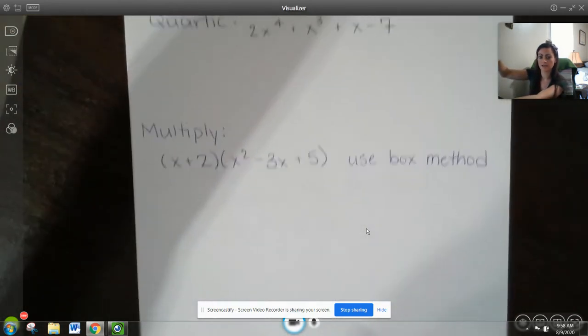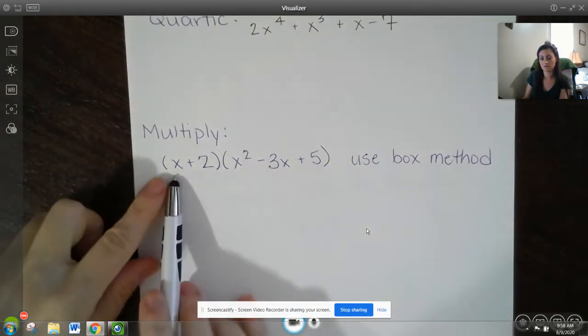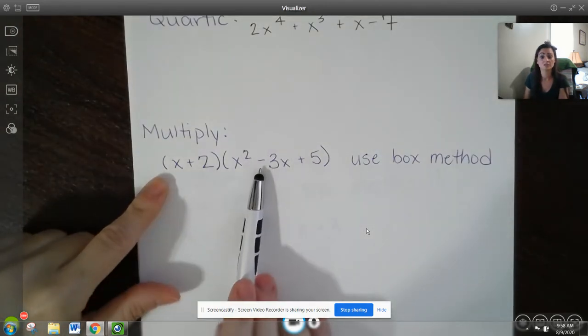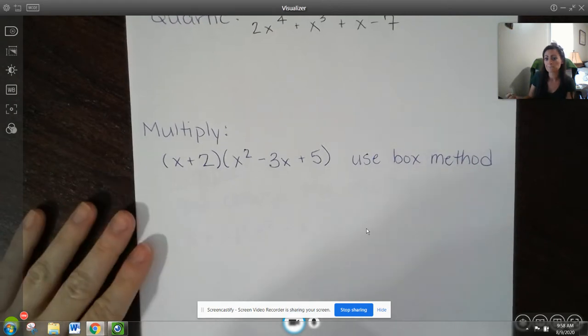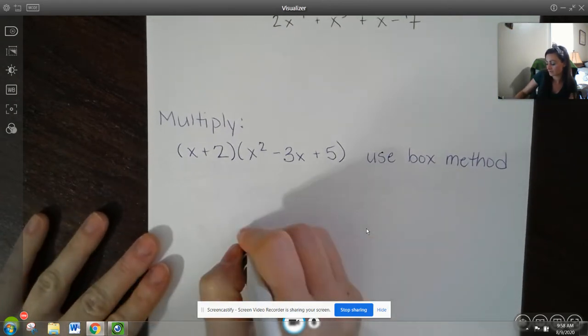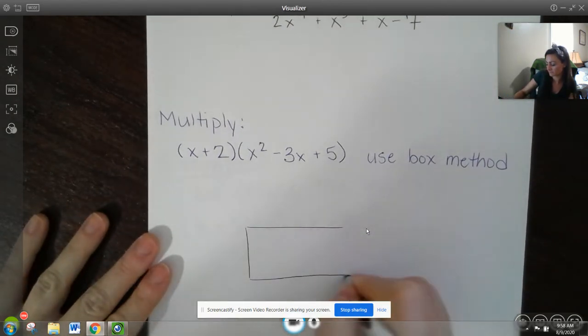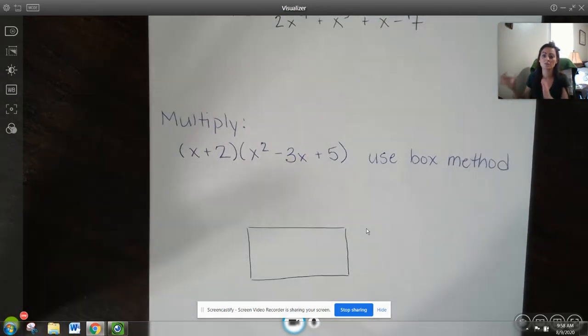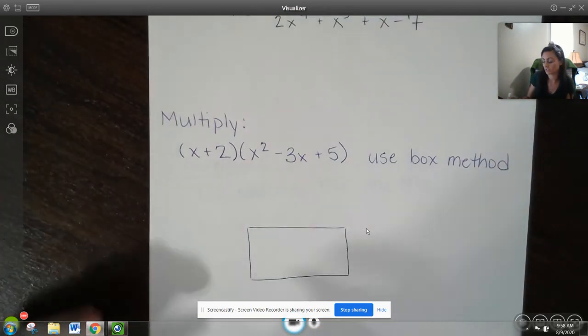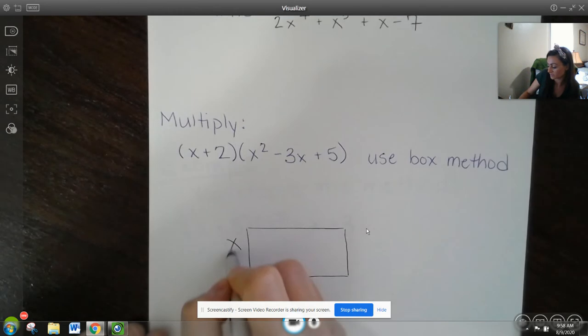So what if we now have a binomial multiplied by a trinomial? 2 terms times 3 terms. I'm still going to do a box. However, it's just going to have more pieces when I break it down into smaller sections. So I'm going to put x plus 2, and then I'll have x squared minus 3x plus 5.